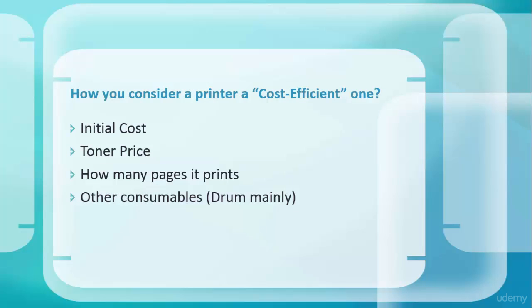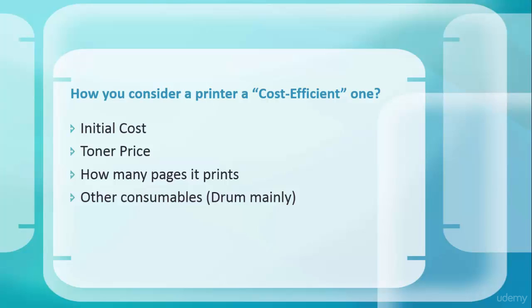Let's move to another related topic. When you want to buy a new printer and you are asked to get the cheapest one, is the cheapest one actually the cheapest? Let's see. When you want to get a printer, take into consideration these four main factors: the initial cost of the printer, the toner price, and of course how many pages this toner prints, and lastly, the drum costs and how much paper it prints. It's the second most consumable part after toners.